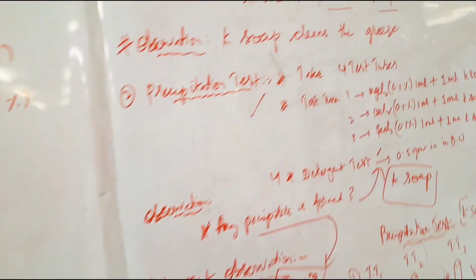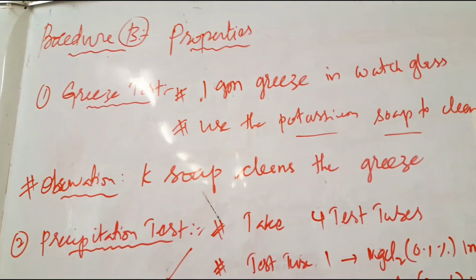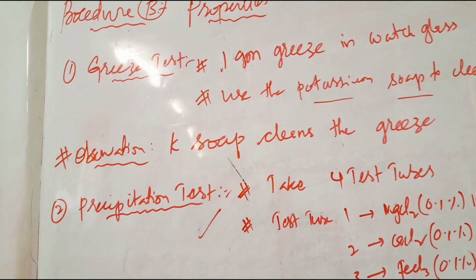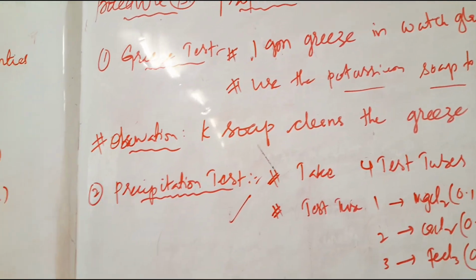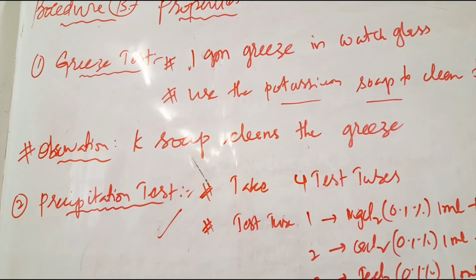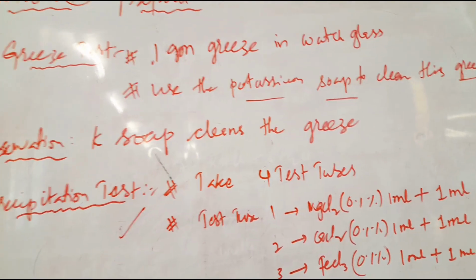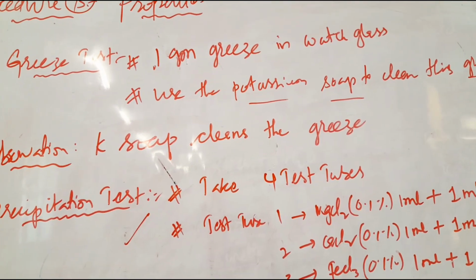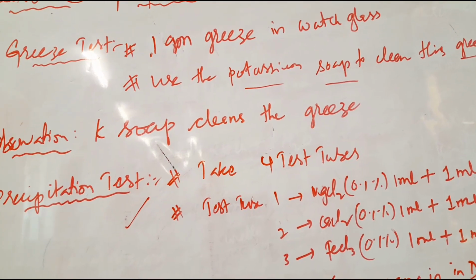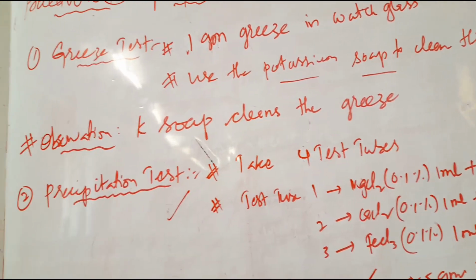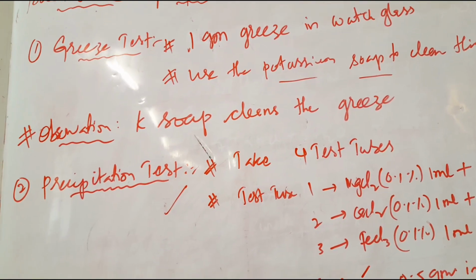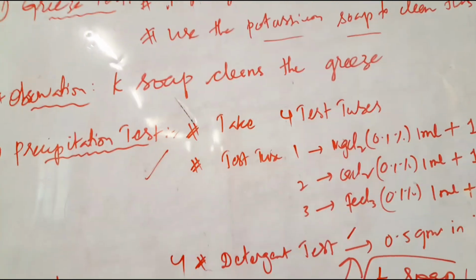Then we can see procedure B, observing the properties. The properties of this potassium soap will be tested with two tests: the grease test and the precipitation test. For the grease test, simply take 1 gram of grease on a watch glass and clean the watch glass with the potassium soap. It will clean the grease present on the watch glass. That is the property of this potassium soap, and that is the observation: potassium soap can cleanse the grease.